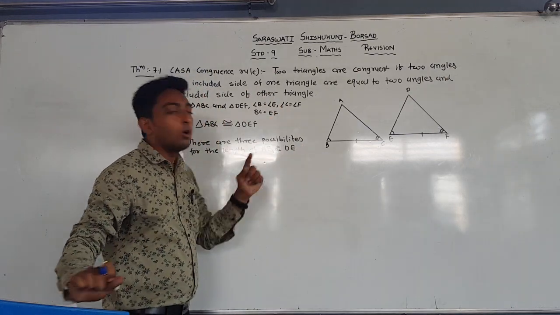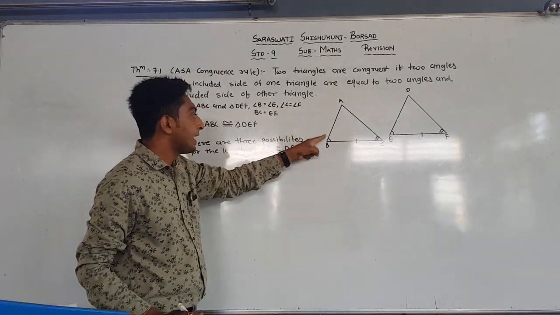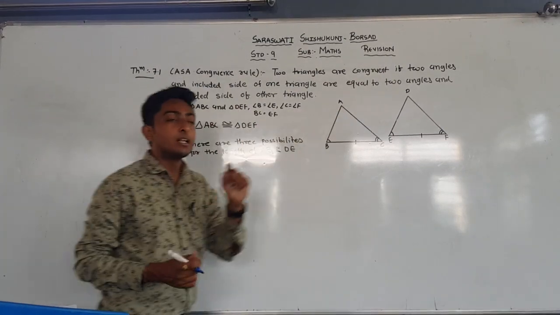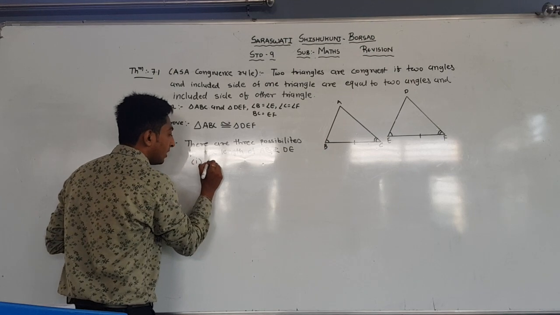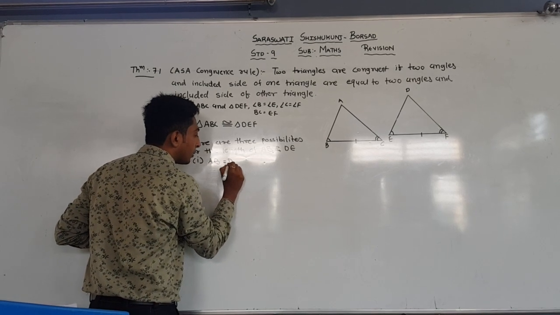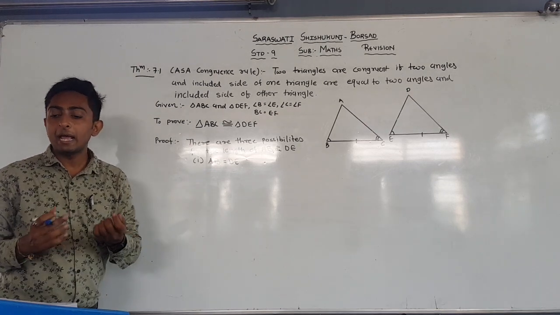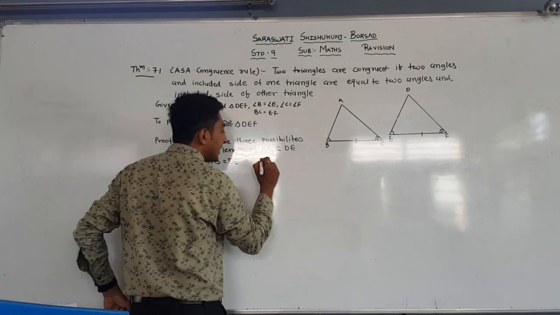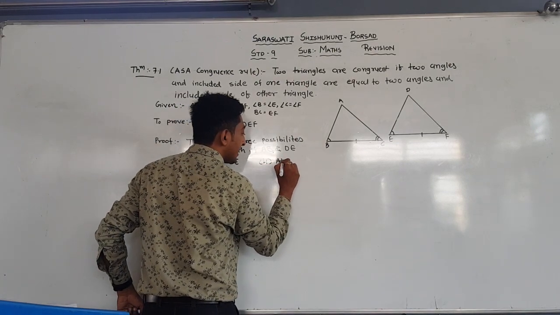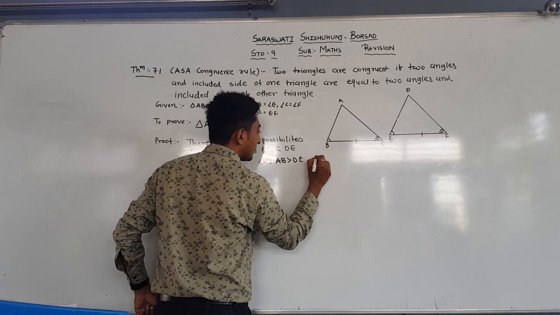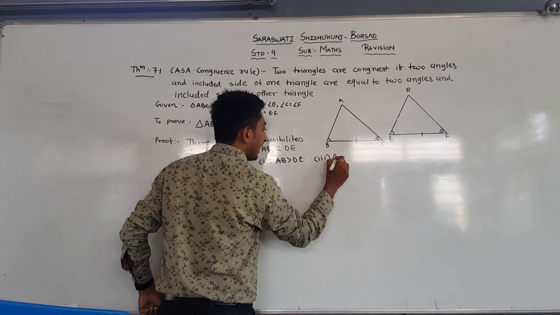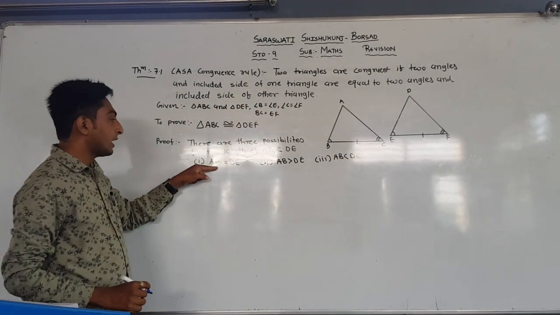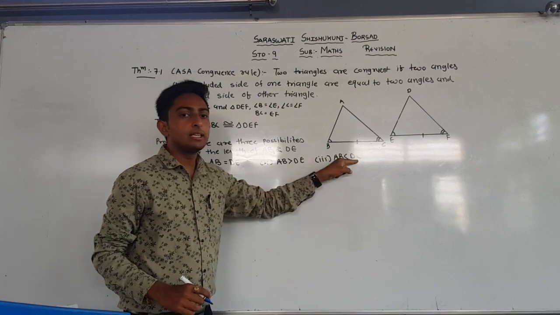That means I need another side, that is AB. I am taking this side AB. Now there are three types of relation between AB and DE. The first one is that AB may be equal to DE. The second one is AB greater than DE. And the third one is AB less than DE. This is our case 1, this is our case 2, and this is our case 3.